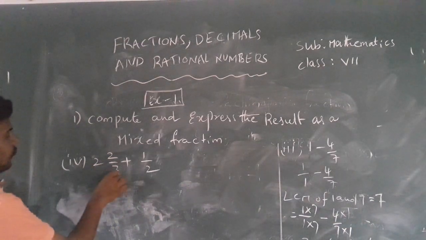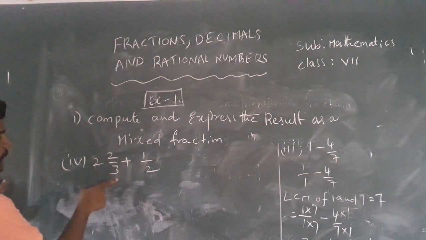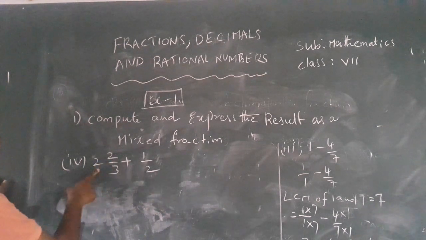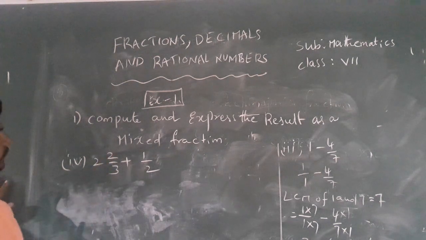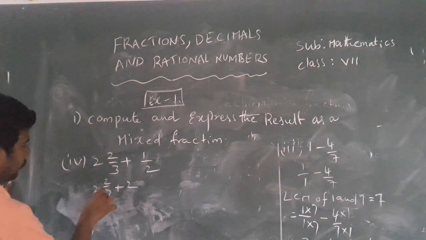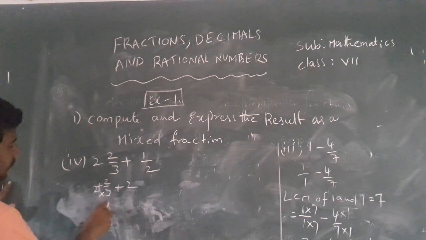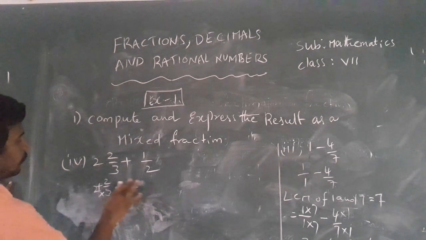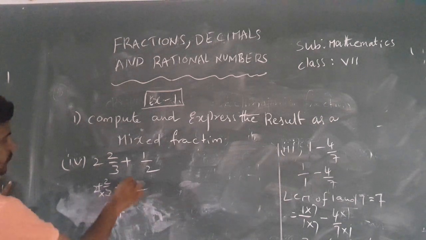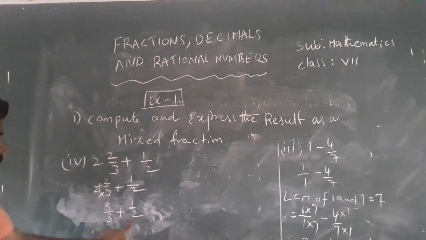So 2 into 3. 2 3s are how much, children? 6. 2 3s are 6, plus 2, how much, children? 8. So take 2 by 3 plus 2, keep the denominator here. 2 3s are 6 plus 2, 8 by 3, plus here 1 by 2. So 8 by 3 plus 1 by 2.